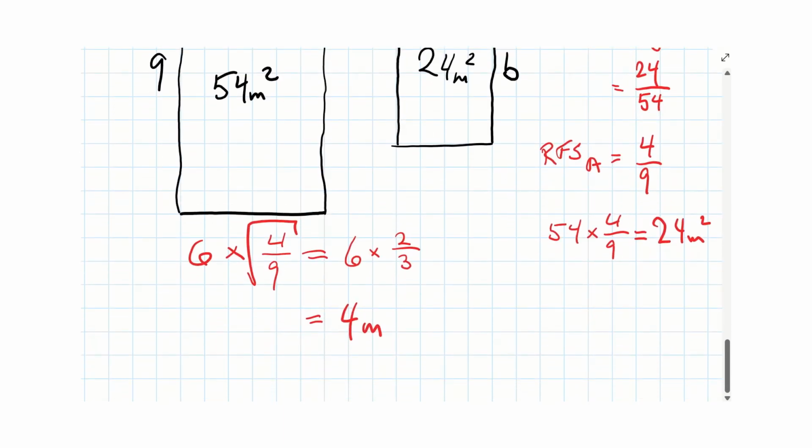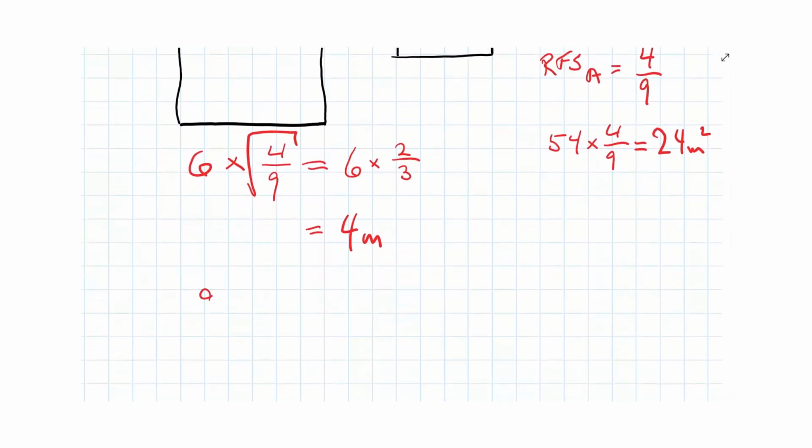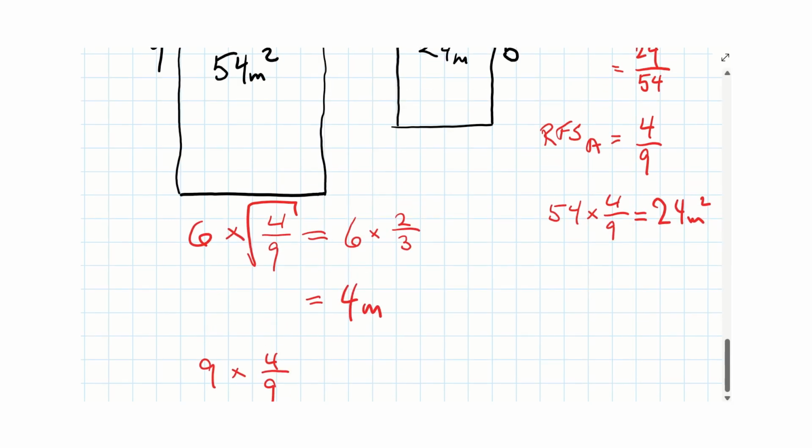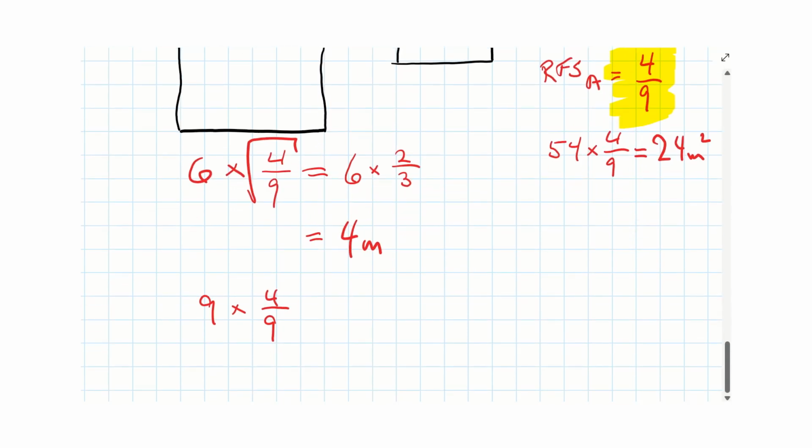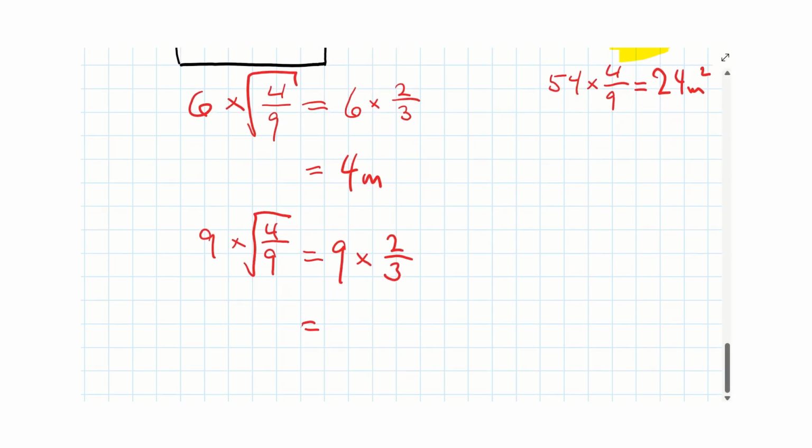What about our value for 9? If I take 9, I want to multiply it by my reduced factor scale, which is 4 over 9. But in this case, I originally found that factor scale for a meter squared value, and I'm not dealing with meters squared anymore. I'm dealing with meters. So I want to find the square root of this. Excuse me, I was going to write 6 again. 9 times 2 over 3 is equal to 6 meters.